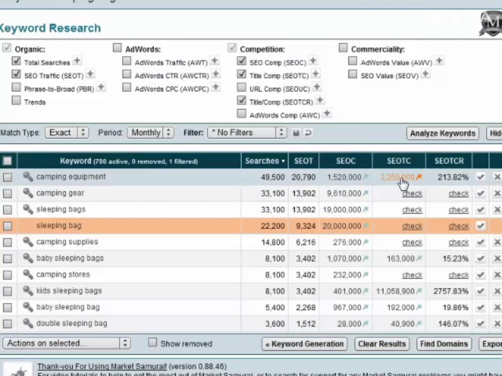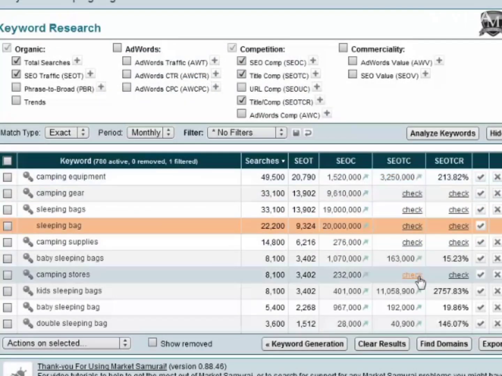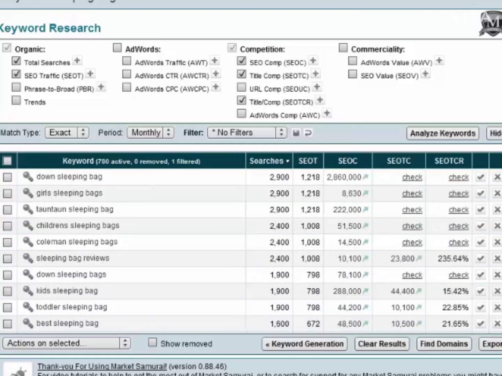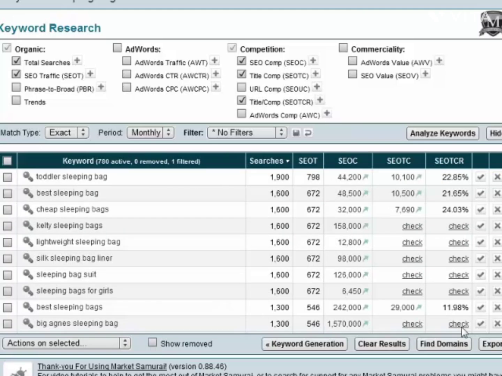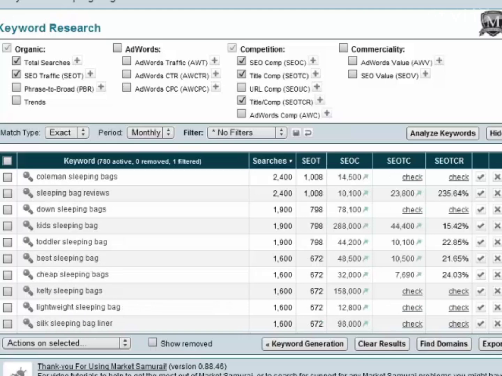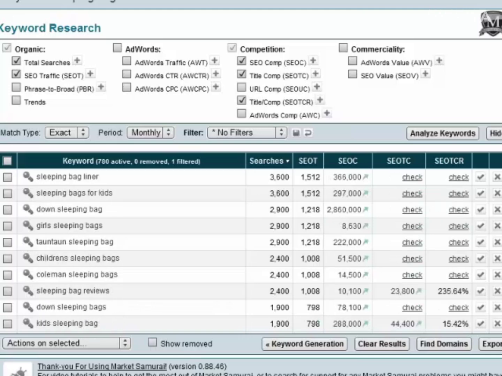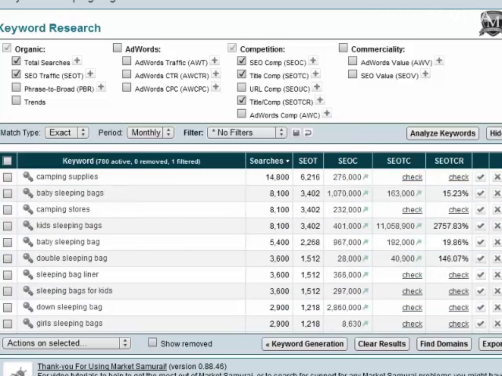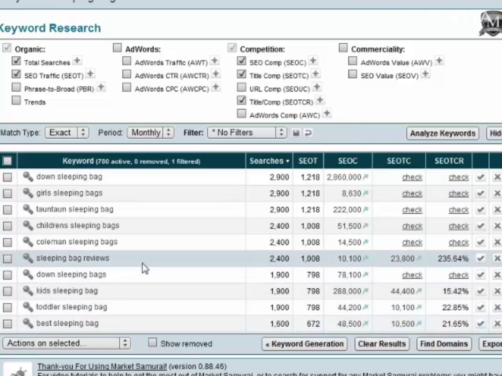And you can see 3 million. So the competition is very high. So for me personally, for this example, I am very happy that I see best sleeping bag, only 10,000 people using that in their title tag. And then there was a review somewhere here. If I can find it. Sleeping bag reviews, 23,000. So those are probably 2 great terms that I'll target with my homepage. Sleeping bag reviews and best sleeping bag.